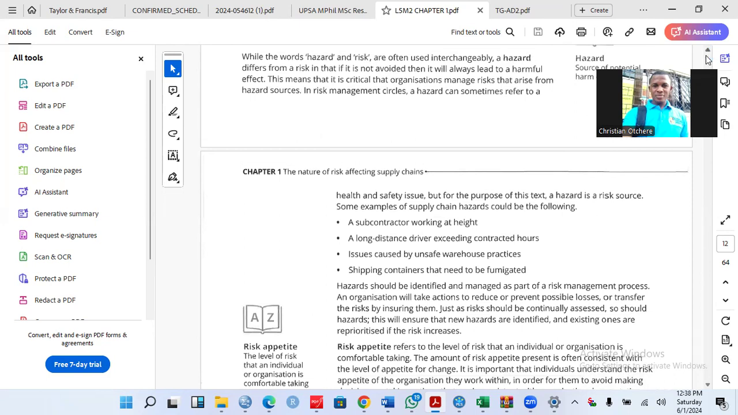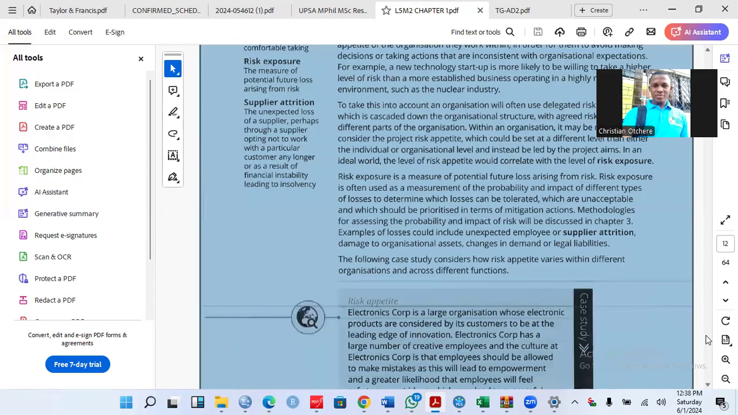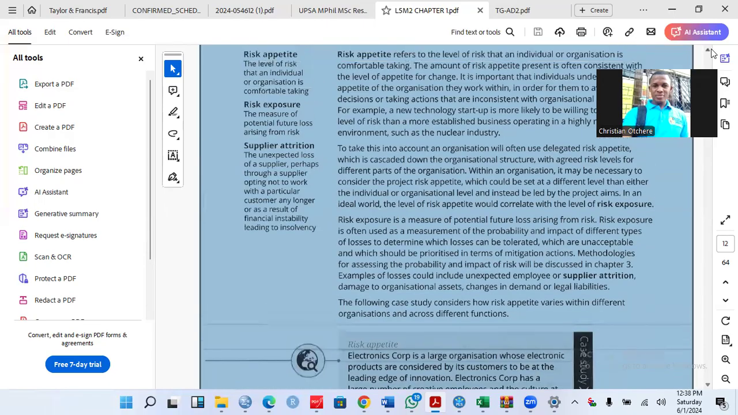Okay, then we can look at risk appetite. Now, when we talk about risk appetite, it refers to the amount of risk the organization can bear, or the level of risk that an individual or organization is comfortable taking.